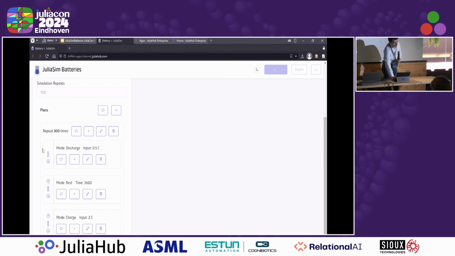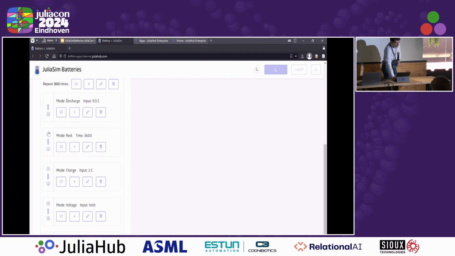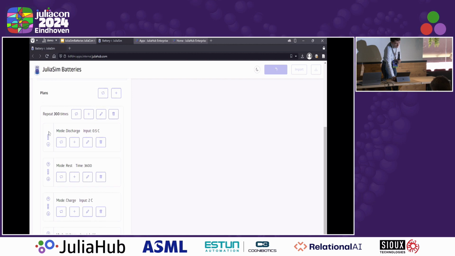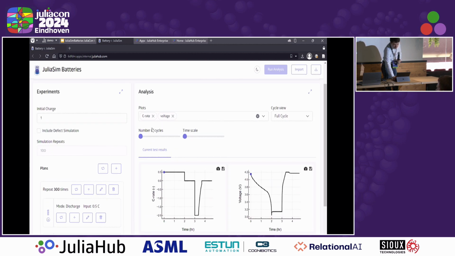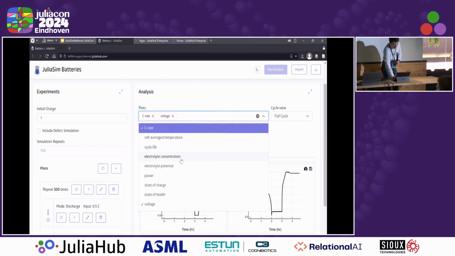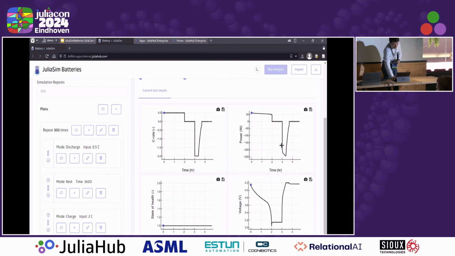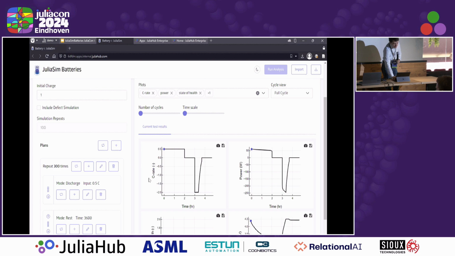And if you want to cycle, a more complex charge protocol is represented here. We repeat it a number of times. So this is what I wanted to show. We can look at several characteristics like power, state of charge, state of health. And we can see here at the first cycle, the state of health is 1. If you go more advanced, then it goes under 1.